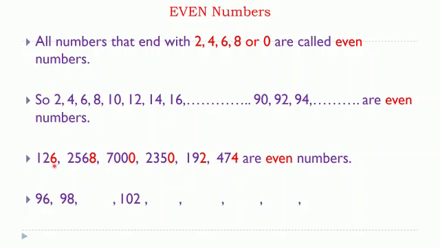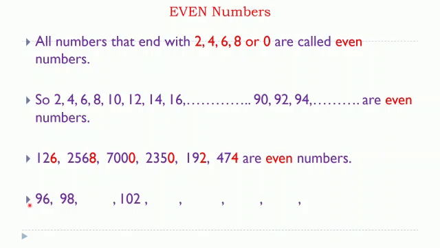So again I repeat, we have to just look at the last digit, and if the last digit is either 2, 4, 6, 8 or 0, this number is an even number. Okay, the number given will be an even number.